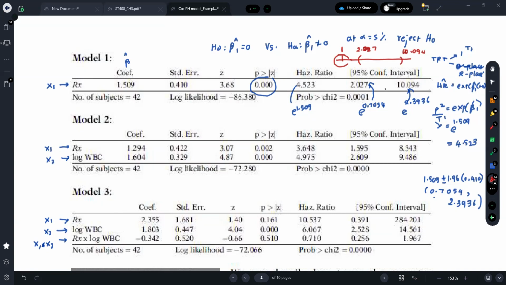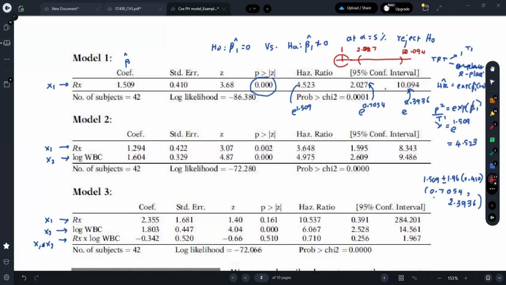Okay? So those are the things you check when you get the output. You look at the coefficient, you look at the hazard, check whether the coefficient is significant. Usually, if the coefficient is significant, the hazard ratio is also significant. That means the confidence interval for the hazard does not contain 1. Usually, if the coefficient is not significant, the confidence interval contains 1. So we'll look at the other models one by one and see what happens.